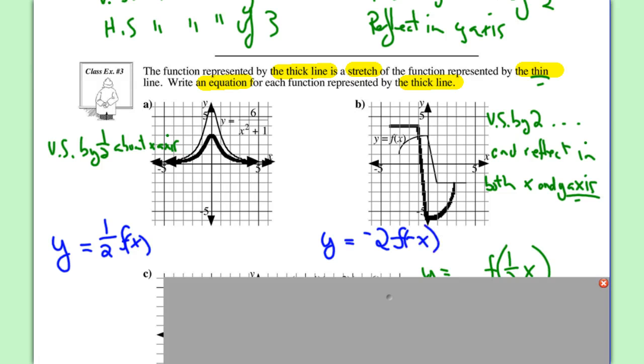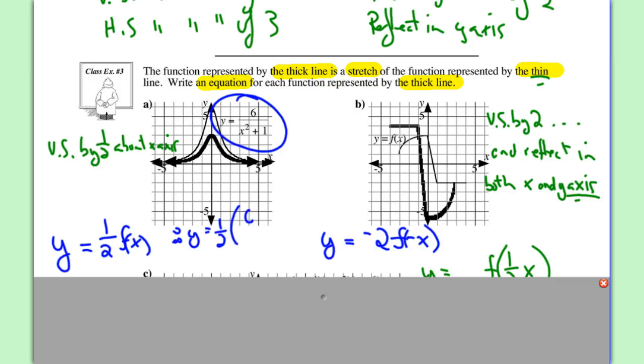All right. Now, if we just go back to question A for a second, we actually have an equation there. Therefore, I can actually complete the transformation and make an equation that I can type in my calculator. So I could write this one as, therefore, y is equal to 1/2 times 6 over x squared plus 1. And we could simplify that a little bit and write this as y equals 3 over x squared plus 1.